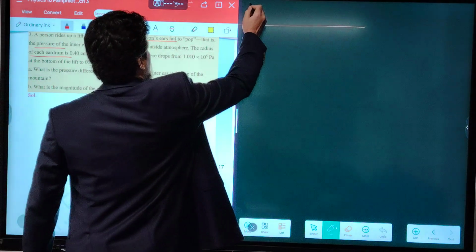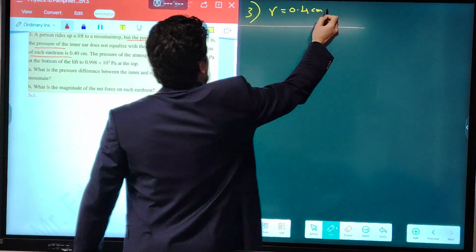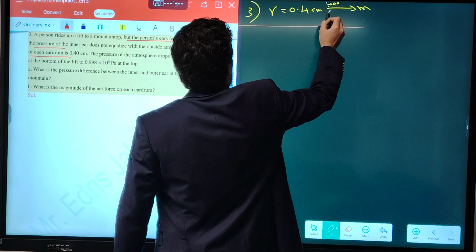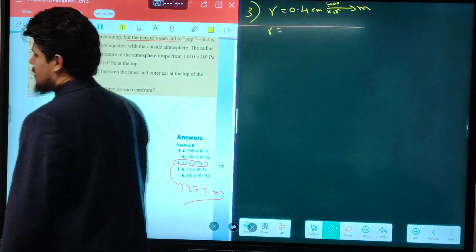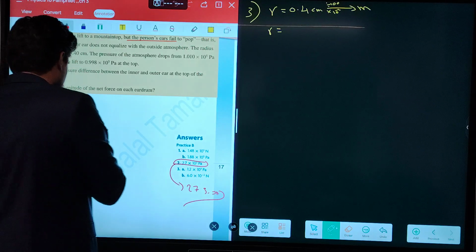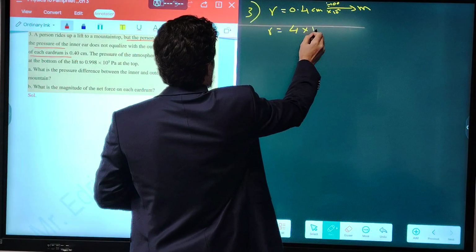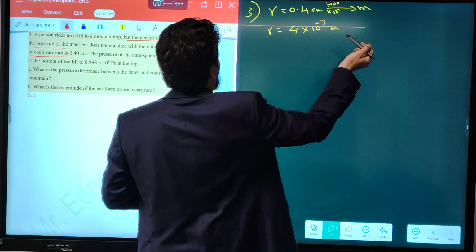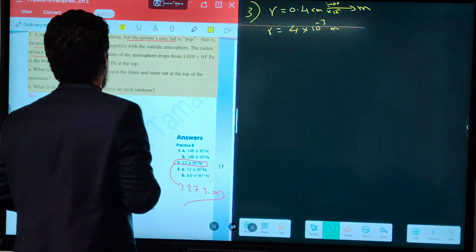This is question 3, guys. Radius is equal to 0.4 centimeter. You have to convert this centimeter to meter. How? Divide by 100 or multiply by 10 power negative 2. Both are correct. If you divide it by 100, we will get 4 times 10 power negative 3 meter, or 0.4 times 10 power negative 2 meter. It doesn't matter, it's the same thing. This is the amount of the radius.